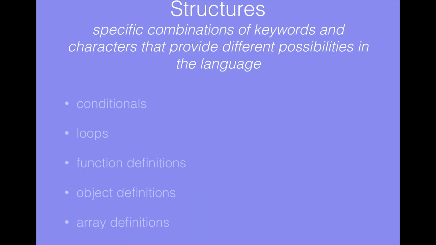So we ran through this little example, and another construct now that we have to talk about is structures. We'll get into these a little later in the course. We're going to be working with those first few concepts a lot more before we get to these. But these are specific combinations of keywords and other characters that provide different possibilities in the language, such as conditional statements, loops, function definitions, object definitions, array definitions. There's all kinds of things, and these open up a whole lot of processing power.